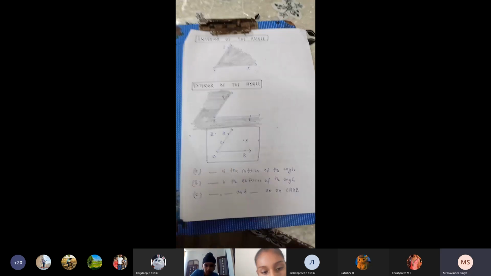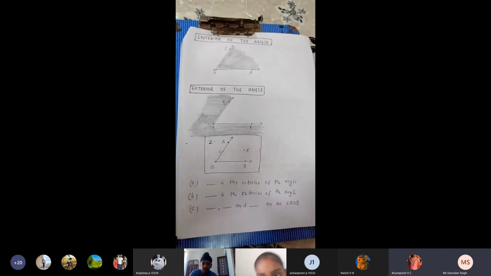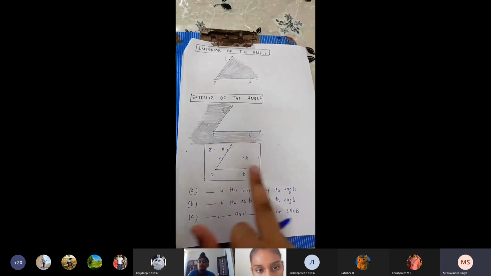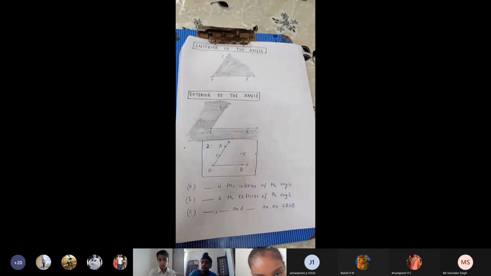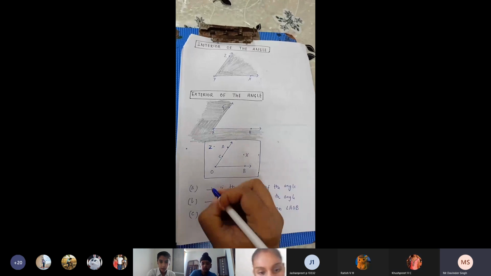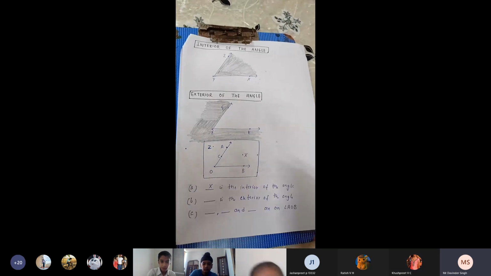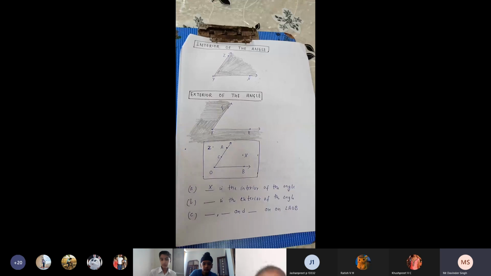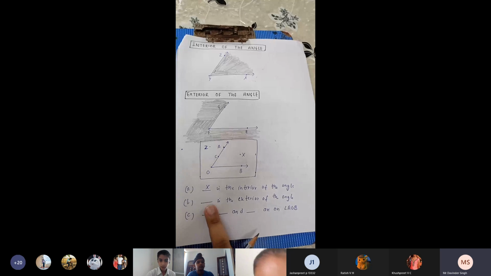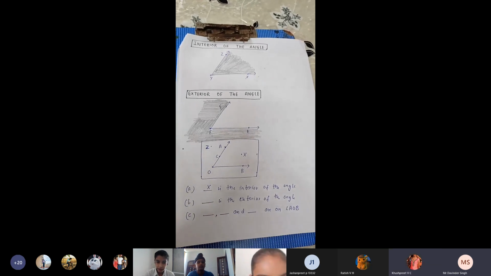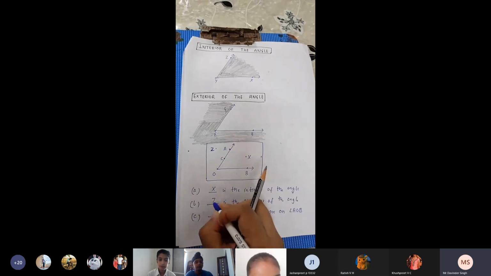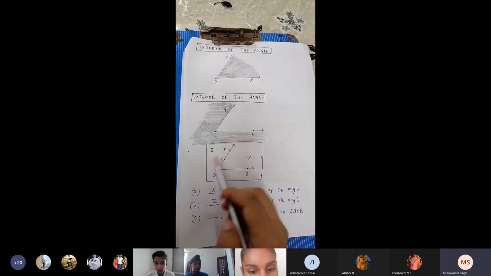Yes, sir. Okay. So now there's a diagram and we have to tell the points here. So dash is interior of the angle. Now tell me which point is interior of the angle. X. Yes, X. Because you can see it is in this area. So it is interior of the angle. Second is dash is the exterior of the angle. Z. It is Z. Because you can see it is outside the angle.